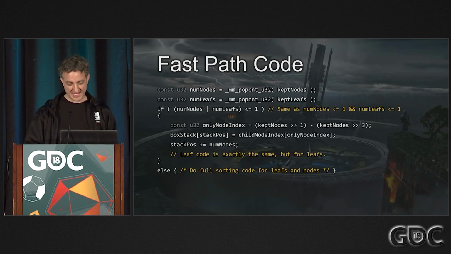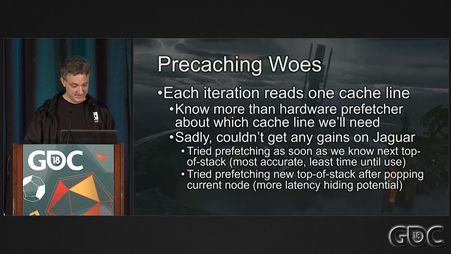The leaf code is exactly the same. Ta-da. Now, I tried pre-caching, and it didn't help on console, even though I know better than the hardware. So that was sad. I thought, I only need 1 cache line. Surely prefetching is ideal for this, but no matter where I put it, it didn't help.